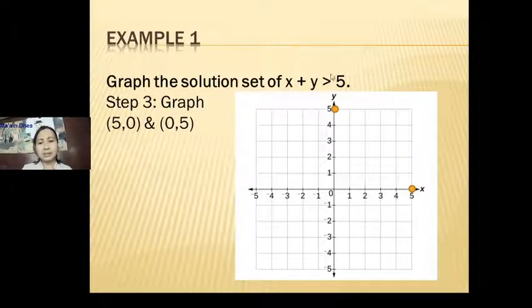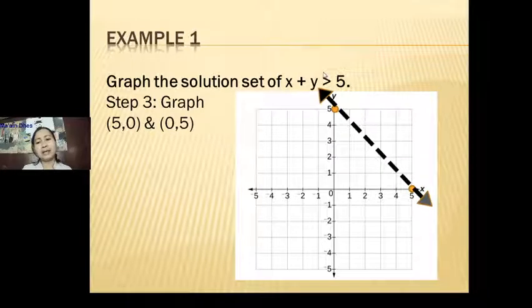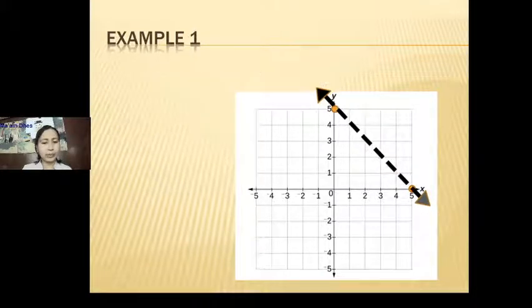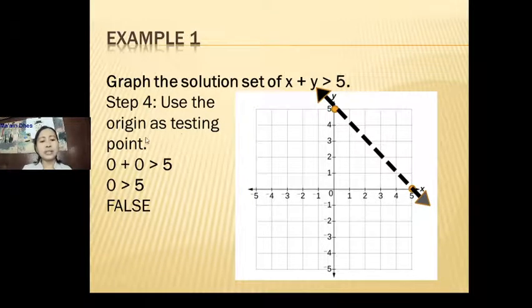Okay, take a look at this. You have an inequality which is greater than 5. If you have greater than or equal to, okay, how you're going to connect the points is you're going to use a broken line. Okay, take note, if you have the greater than or less than, you're going to use the broken line. Okay, next, for step 4, we're going to use the origin as a testing point.